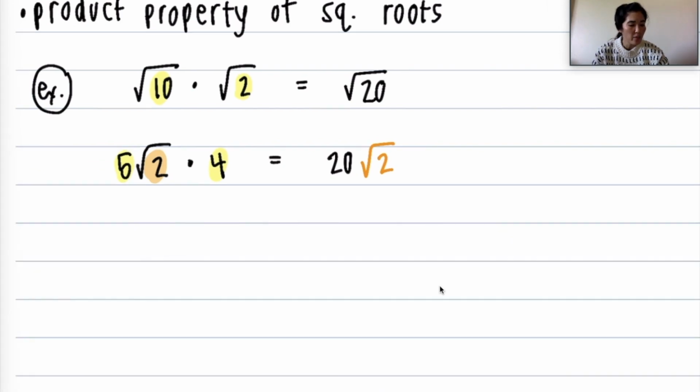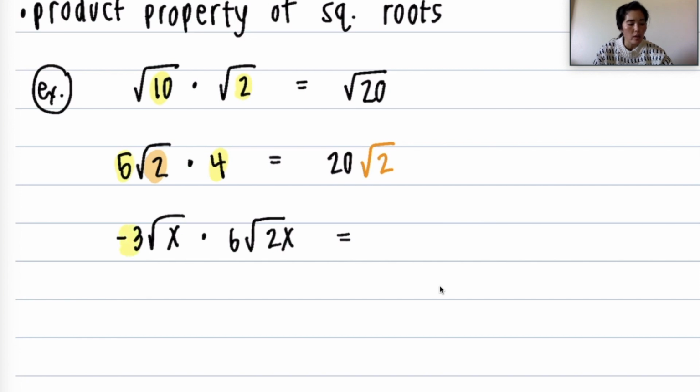All right, let's look at another example. Let's say this time we have -3 square root x times, let's do 6 square root 2x. All right, so again, the idea is the same. You are going to be multiplying the terms that are in the same position.